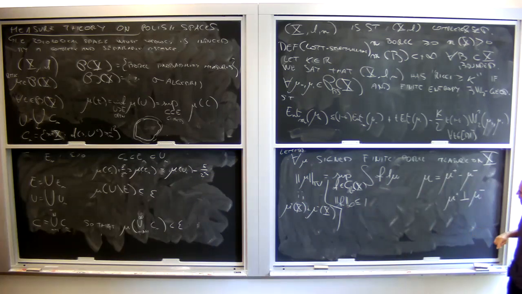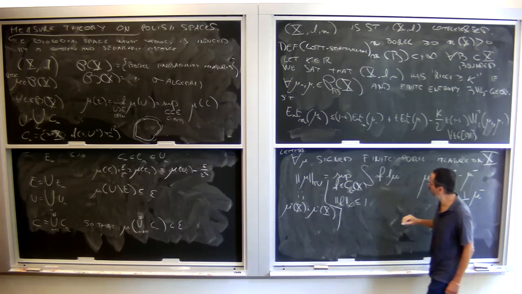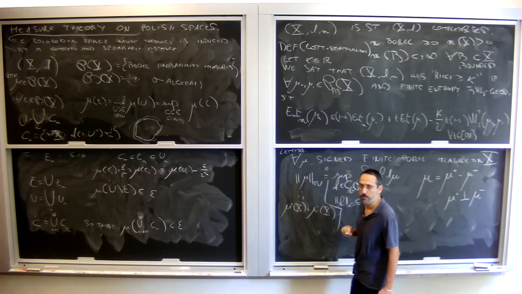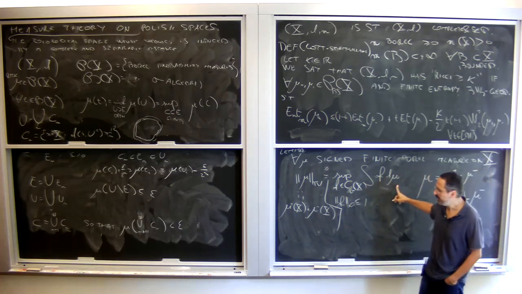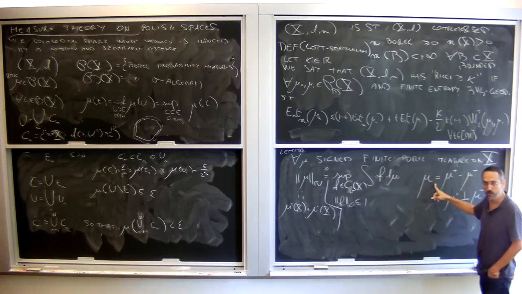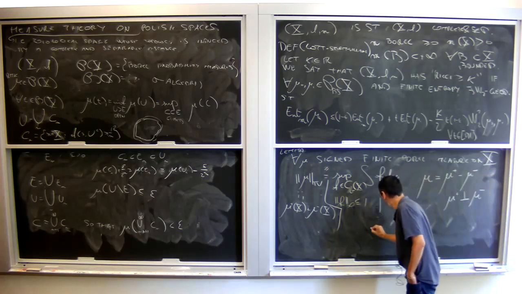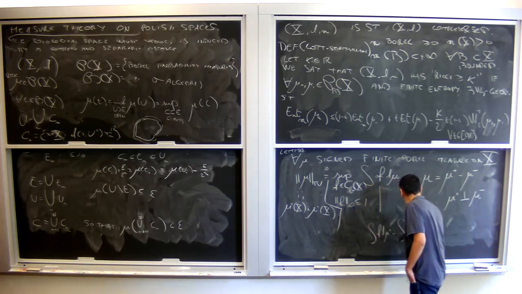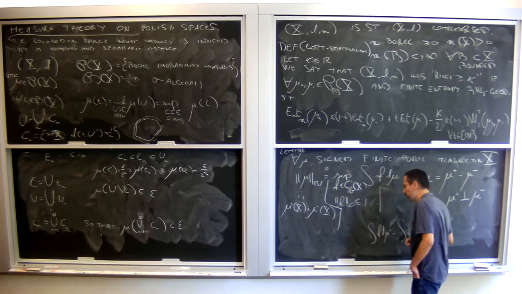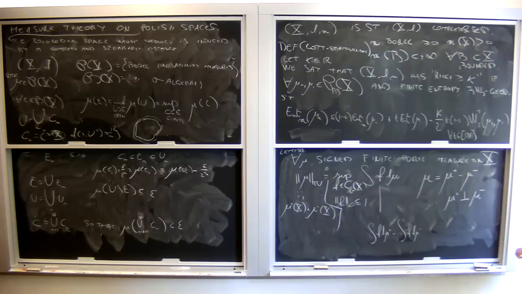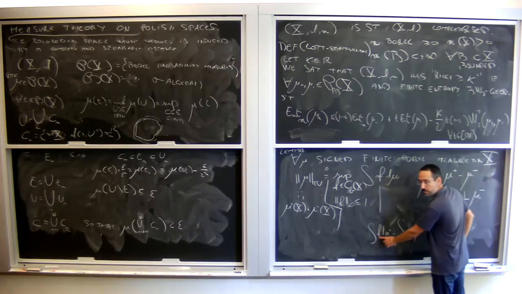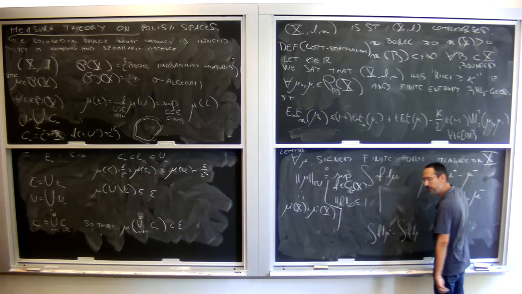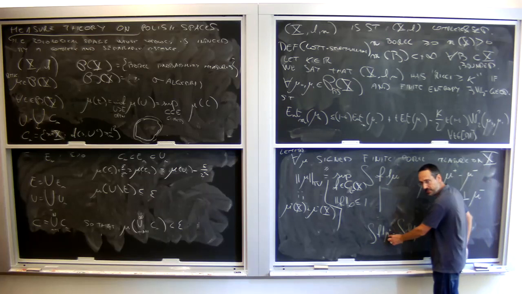All right. Now this inequality is trivial. Why is this trivial? Because what is the integral of f d mu? By the Hahn decomposition, it is equal to the integral of f d mu plus minus the integral of f d mu minus. But this is bounded by the mass of this measure, because f is bounded by one.